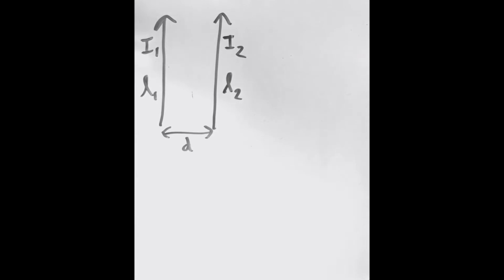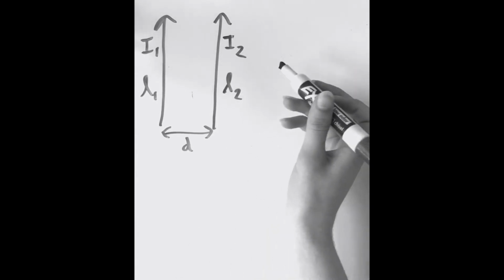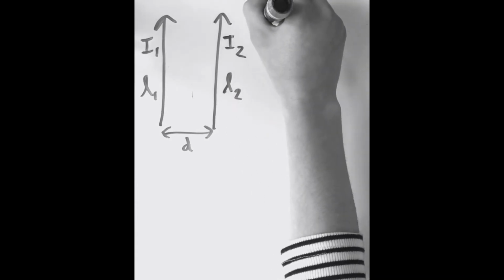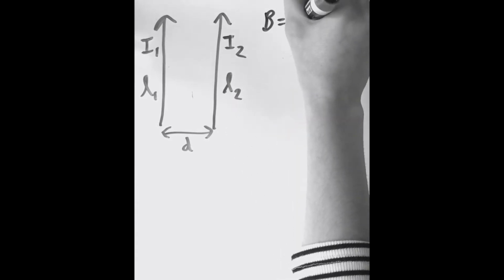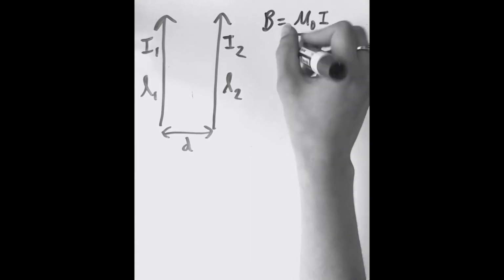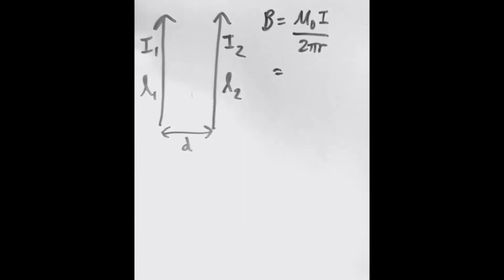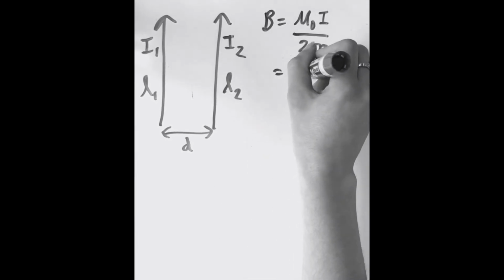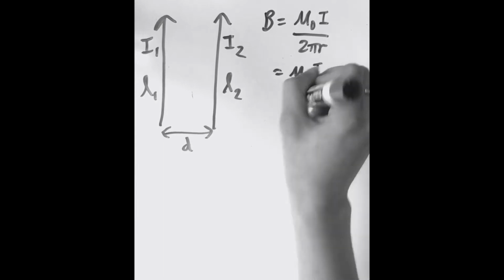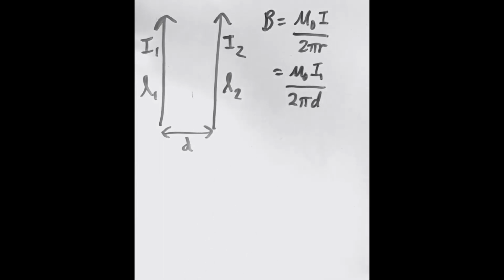So if we want to find the force on wire 2, then we're going to have to take the magnetic field from wire 1 at wire 2. According to the equation we just learned, the magnetic field is mu naught I over 2 pi r. Here, the current causing the magnetic field is I1, so you have mu naught I1 over 2 pi, and the distance is d. So that's the magnetic field at wire 2.